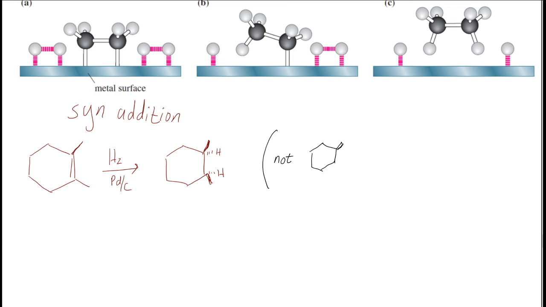We would not get this one, or it's an enantiomer. Because the hydrogens both have to come in from the same side. So we could have it flipped, like the hydrogens could be both on the out, and the carbons could be both on the in. Yeah, but that's describing the same structure.